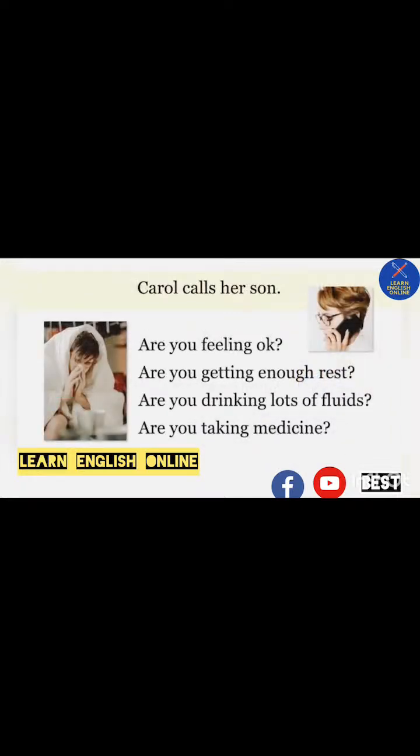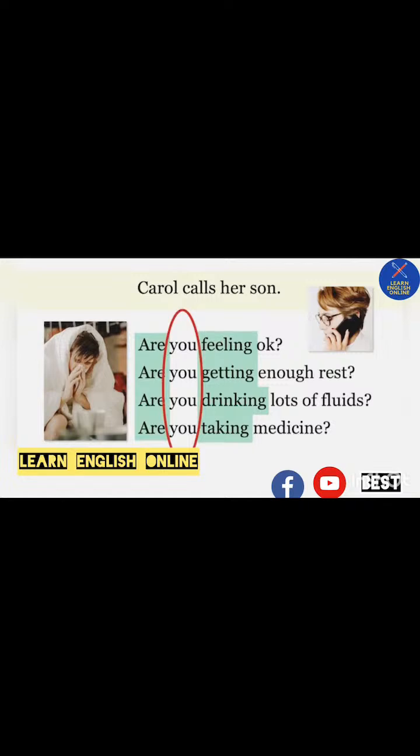Here's some more examples. Carol calls her son. She has a lot of questions. Are you feeling okay? Are you getting enough rest? Are you drinking lots of fluids? Are you taking medicine?